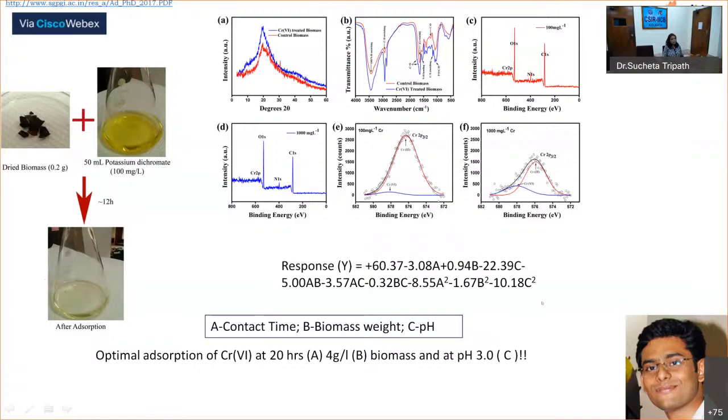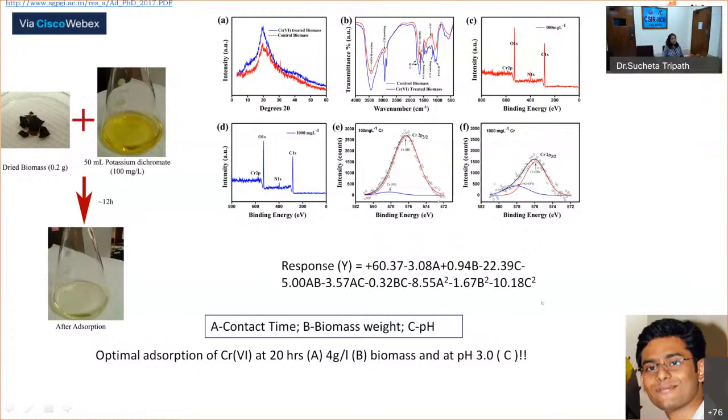Then he wanted to know exactly what is happening, whether the cell wall is acting upon it, whether it is a physical phenomenon or a chemical phenomenon, or whatever is happening inside. And then it was found that this chromium 6 species is actually reduced into chromium 3 on the cell wall, and it is a surface phenomenon.